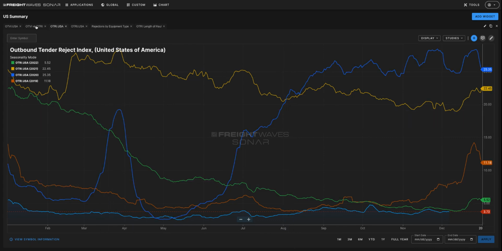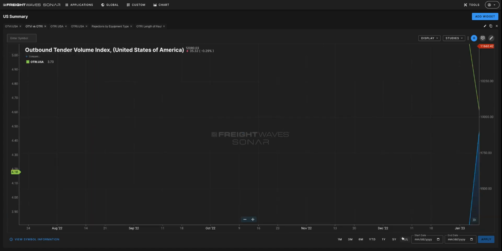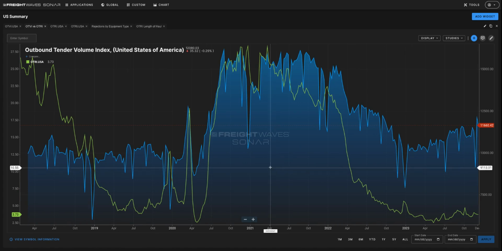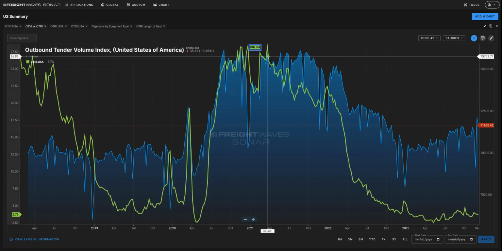To take it one step further and to kind of show you how they correlate, on this chart, you'll see the outbound tender volume compared to the outbound tender rejection. And you can kind of see how they correlate with each other and how you can use them together to make a more informed decision on what might be happening in the marketplace. So you can see again, during 2020 and 21, the volumes were highly elevated and the rejections were right along with it. At the beginning of 2022, the volume started to drop off and the rejections tanked as well. You can kind of expect them to move pretty closely together and be very highly correlated.